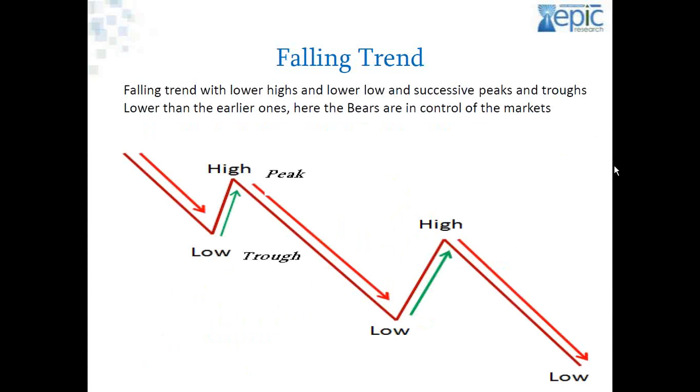Now here, as you can see, this is a high and this is a lower high. This is a low and again this is a lower low formation. So this is a falling trend on the markets, a lower high, lower low formation.